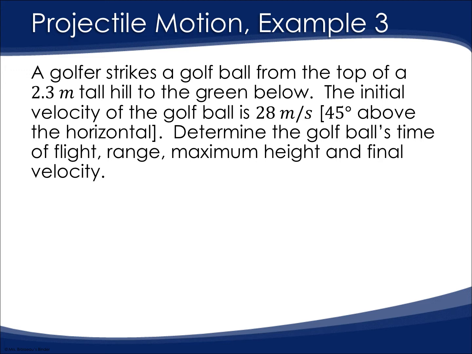So, a golfer strikes a golf ball from the top of a 2.3 meter tall hill to the green below. So we're up 2.3 meters. Golf club, that's a really bad golf club. It's okay, trying our best here. He hits it at a 45-degree angle, so the ball is going to do this and fall down below.